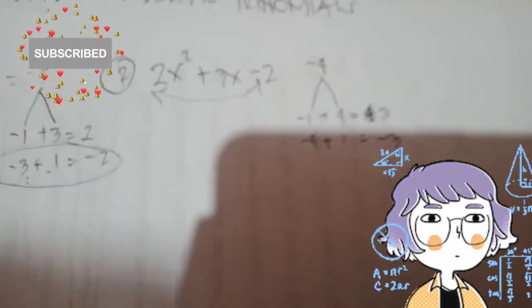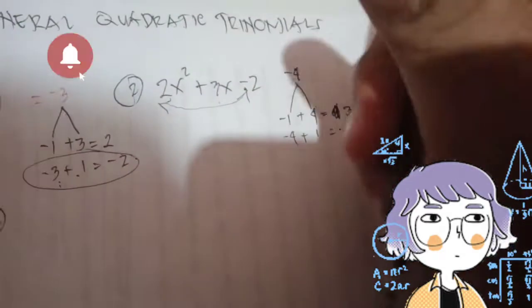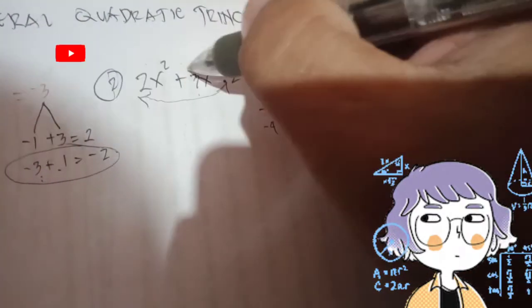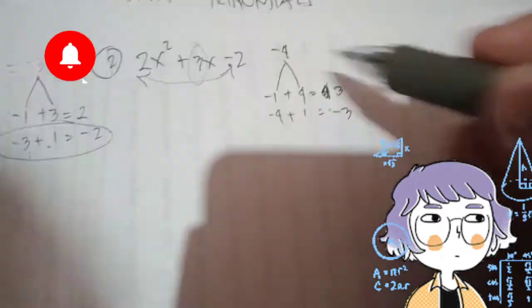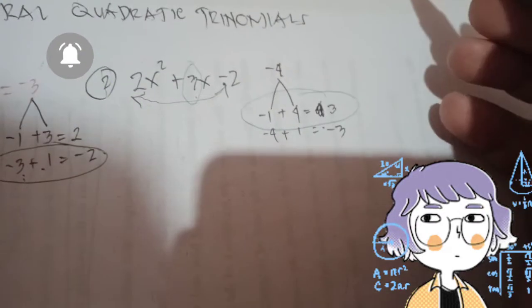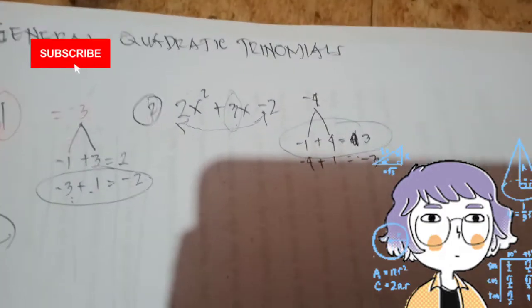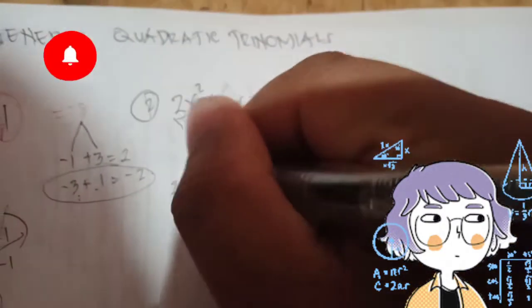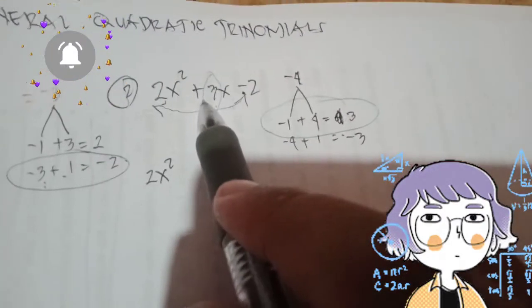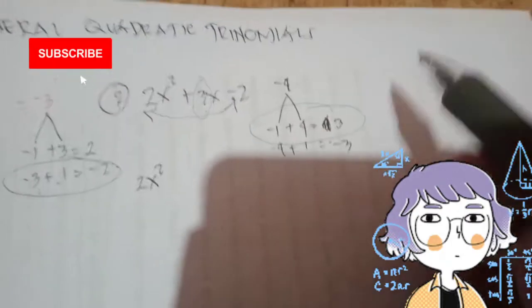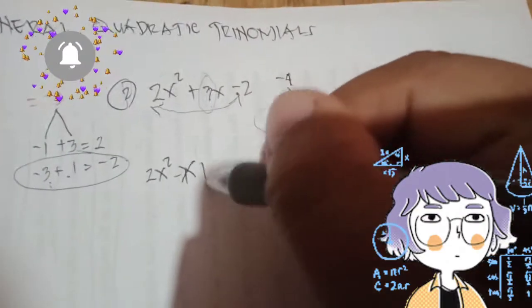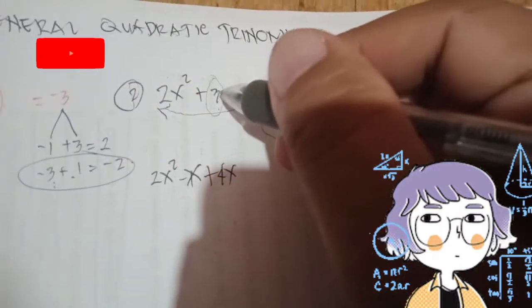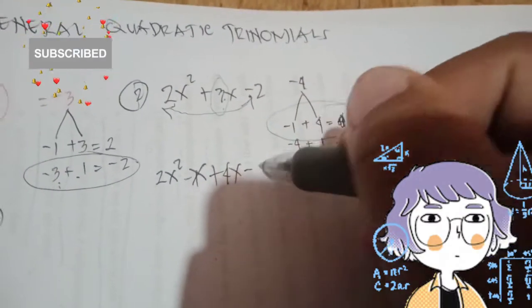As you can see, you're looking for positive 3, so therefore you have to use this one. I hope you understand that part. Let's try to rewrite: 2x squared. We substitute positive 3x with negative x plus 4x, instead of 3x, then negative 2.